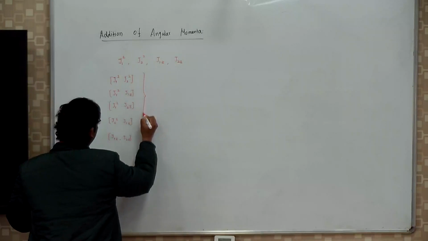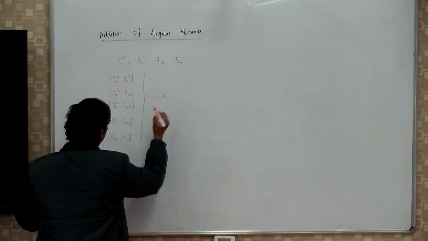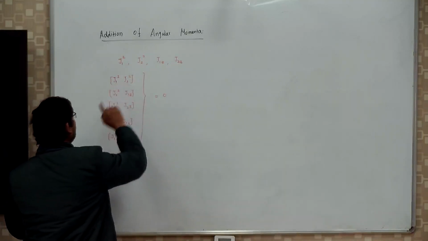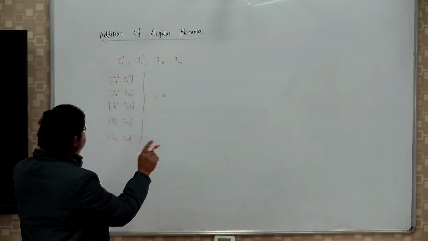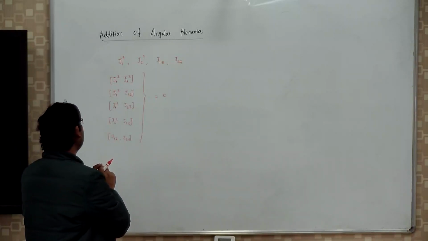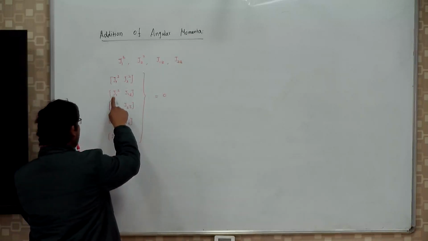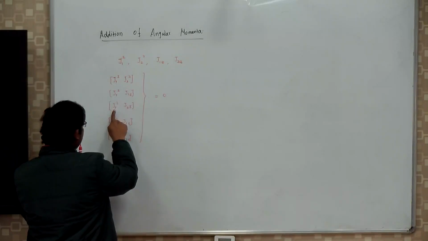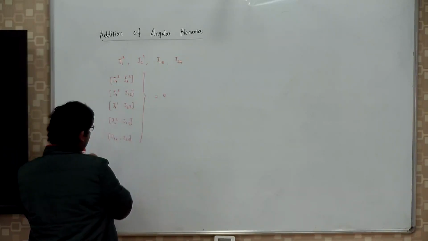It gives 0. The reason is that J1 and J2 are two independent systems. So when they commute with each other, it will give 0. As well, if you look at J1 square and J1Z, it will give 0. And J1 square and J2Z also give 0.